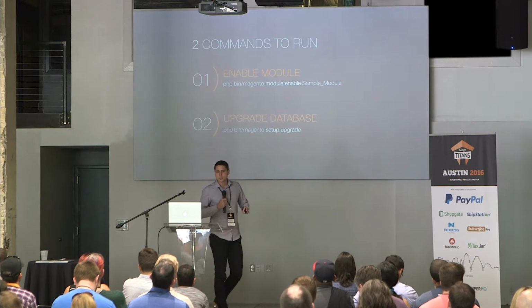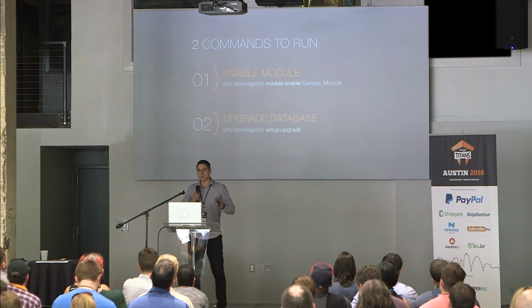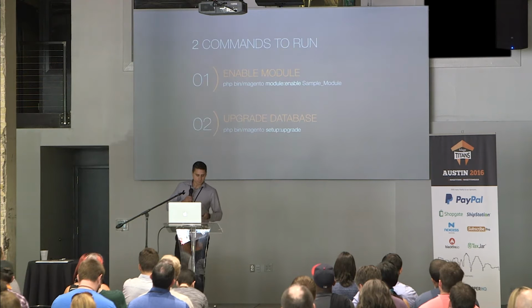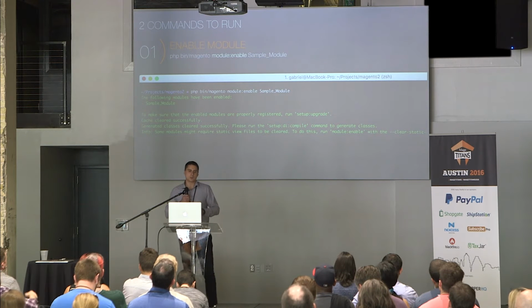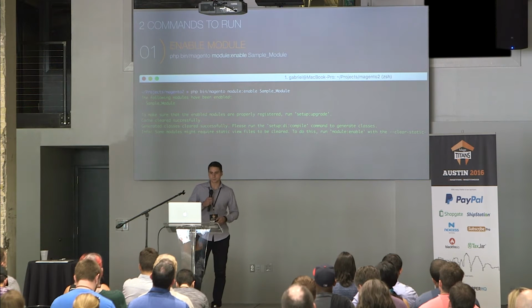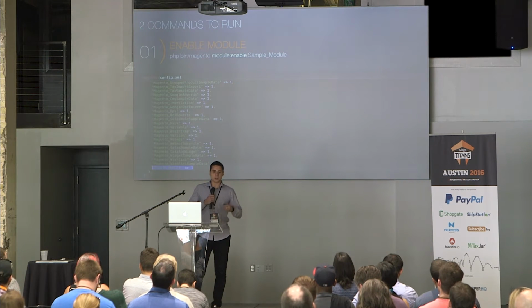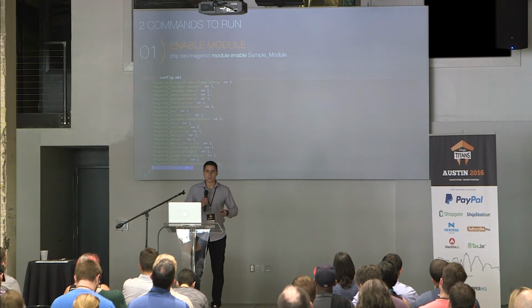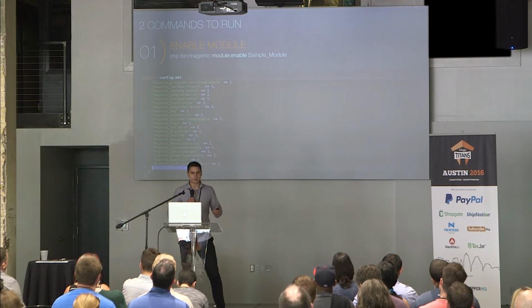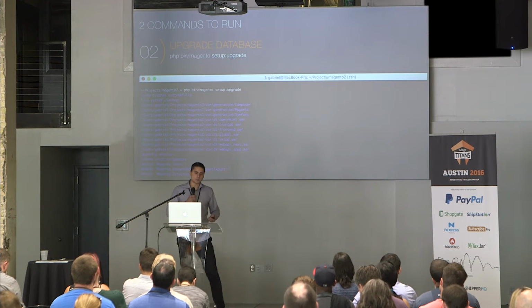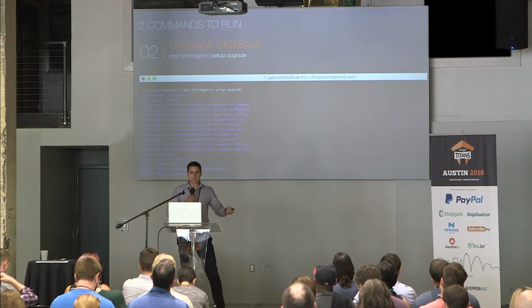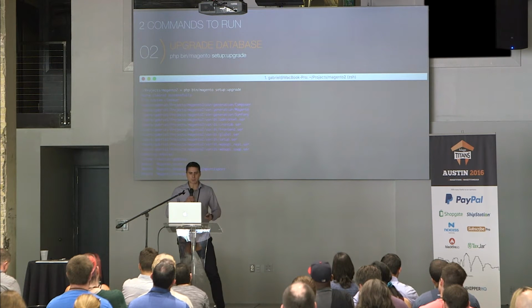Now, two things to consider in order to get the module working in the website. First, you have to run the php bin/magento module:enable command in order to enable the module. You can confirm that the module is enabled by looking at the app/etc/config file. And then you have to run a second command, which is php bin/magento setup:upgrade.